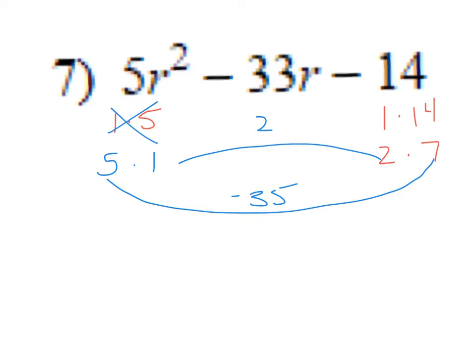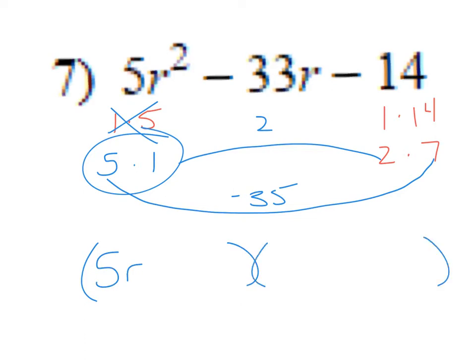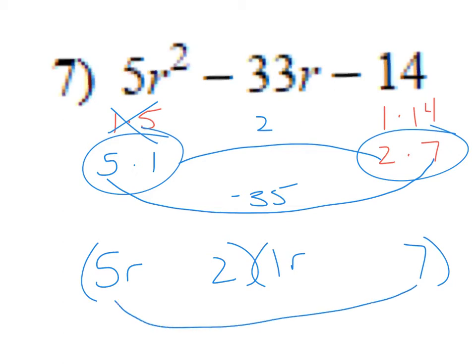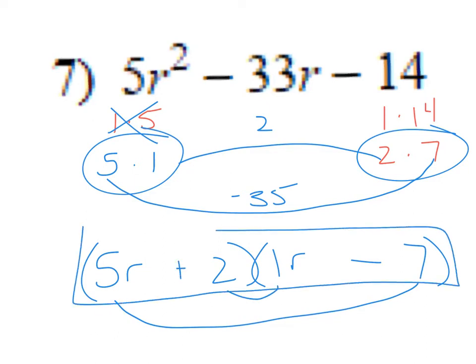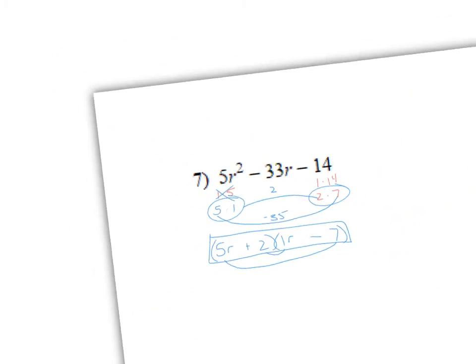Okay, so now my front numbers will be 5r and 1r. I'm going to have a 2, 7 combo on the back side. And then if I'm looking here, the 5 times 7, I want that to be negative for a negative 35. And then the 2 times 1 is positive. And that right there is going to be my final answer. Again, remember, you can check it if you're unsure of your signs.